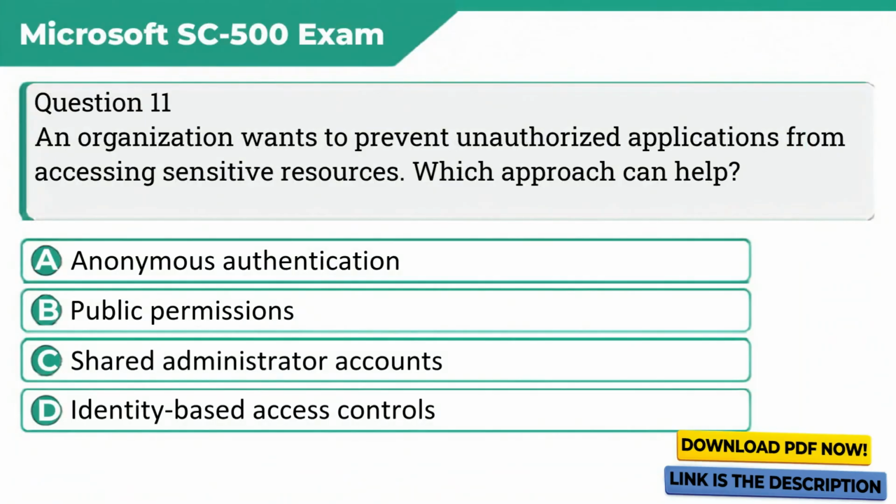Question 11. An organization wants to prevent unauthorized applications from accessing sensitive resources. Which approach can help? A. Anonymous authentication. B. Public permissions. C. Shared administrator accounts. D. Identity-based access controls.